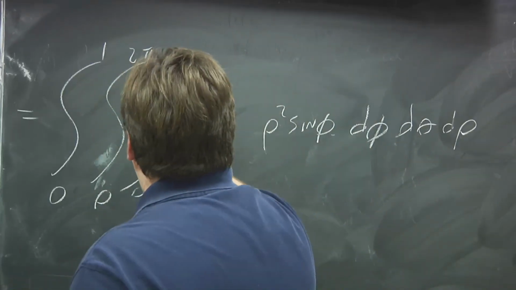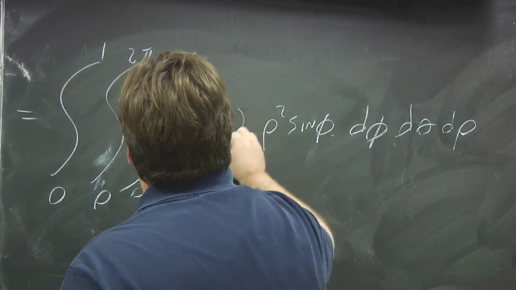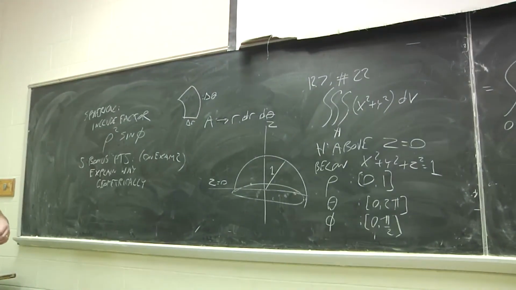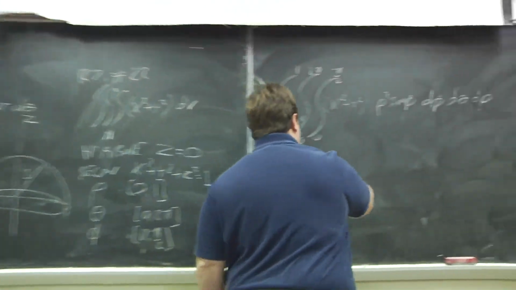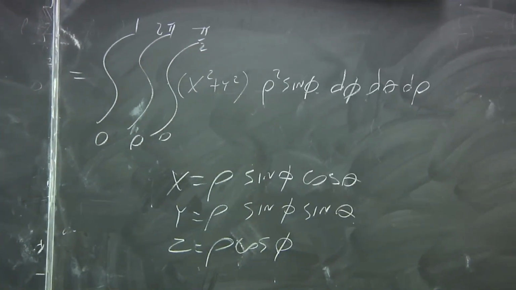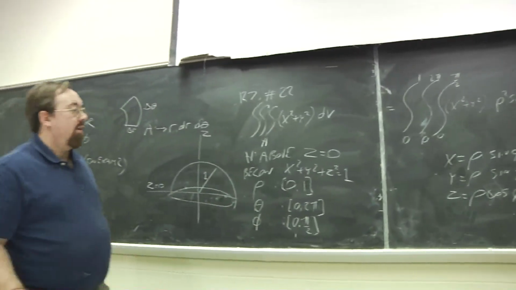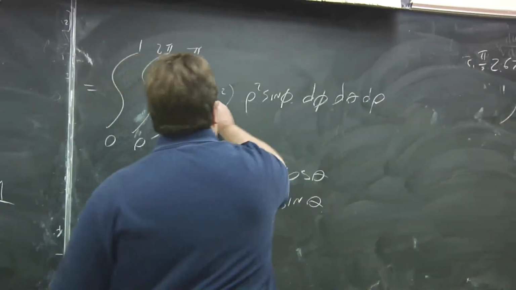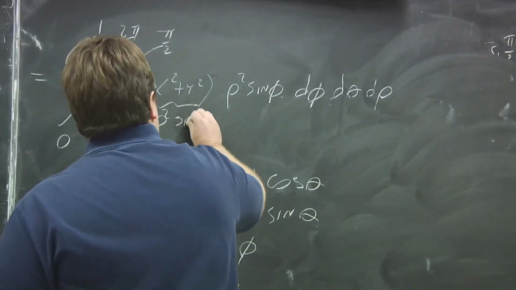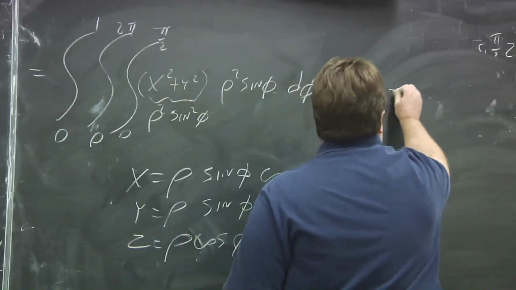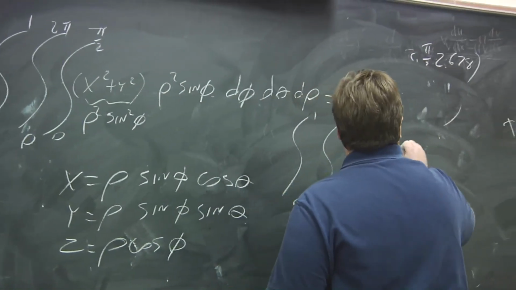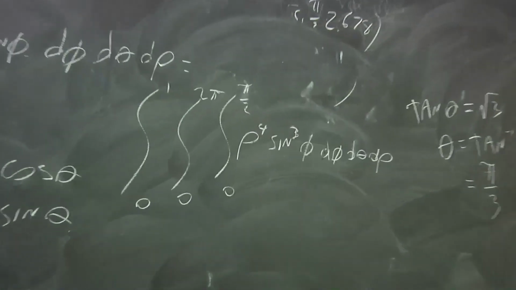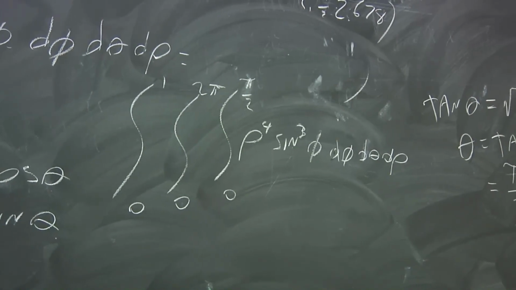But then we have the integrand, which in x and y terms is x squared plus y squared. But we need to express that in spherical coordinates, which unfortunately I just erased, so I'll put them back. We need to express x squared plus y squared in terms of these spherical coordinates. Because cosine squared plus sine squared equals 1, theta drops out. So what we get is rho squared sine squared phi. So our actual integral is rho to the 4th sine cubed phi d phi d theta d rho. It worked out quite nicely.